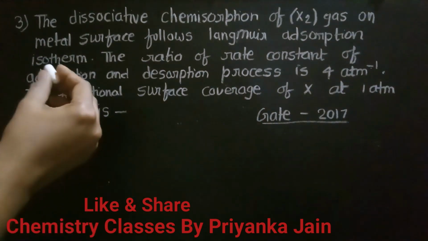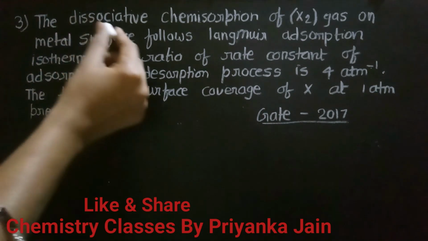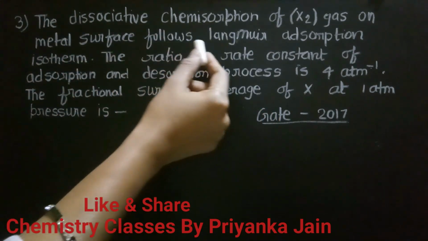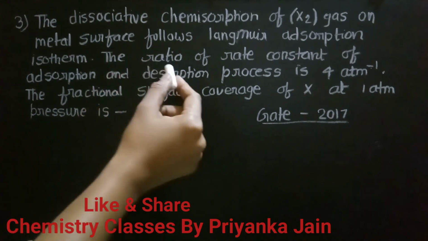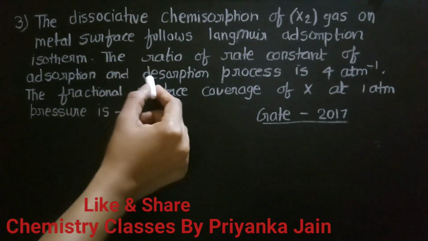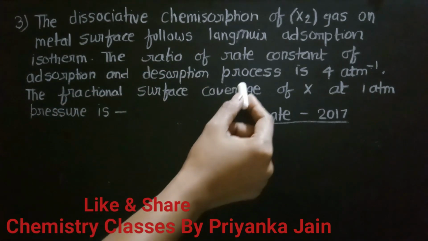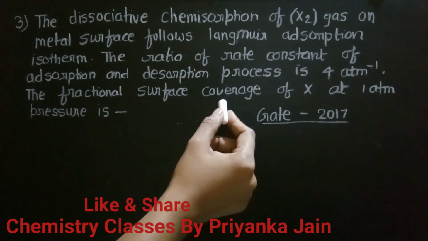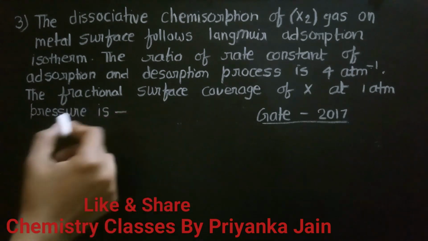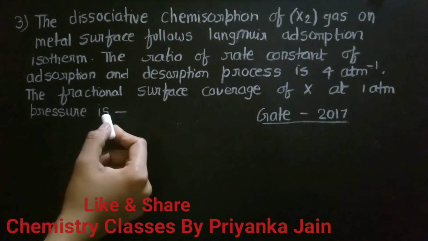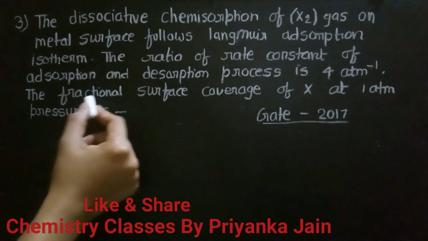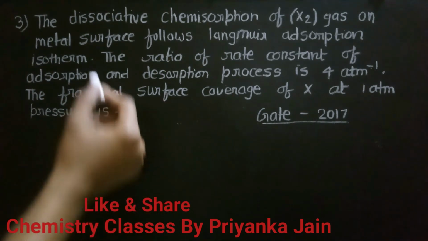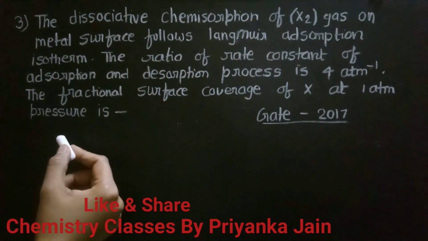And this question is on the dissociative mechanism. The dissociative chemisorption of X2 gas on metal surface follows Langmuir adsorption isotherm. The ratio of rate constant of adsorption and desorption process is 4 atmosphere inverse. The fractional surface coverage of X at 1 atmospheric pressure is. So we have to find out here the value of theta. Okay. And this is based on the dissociative mechanism.